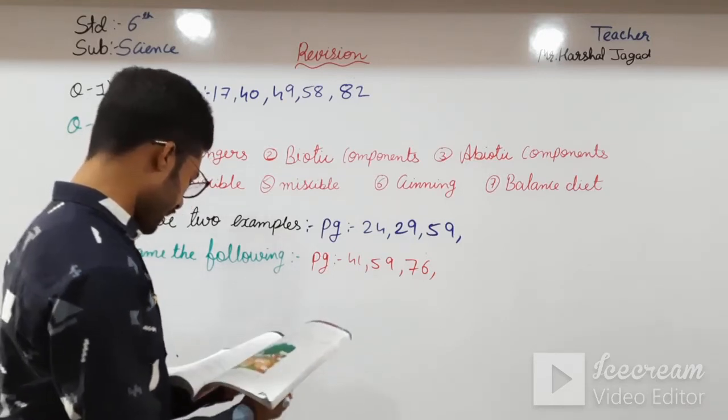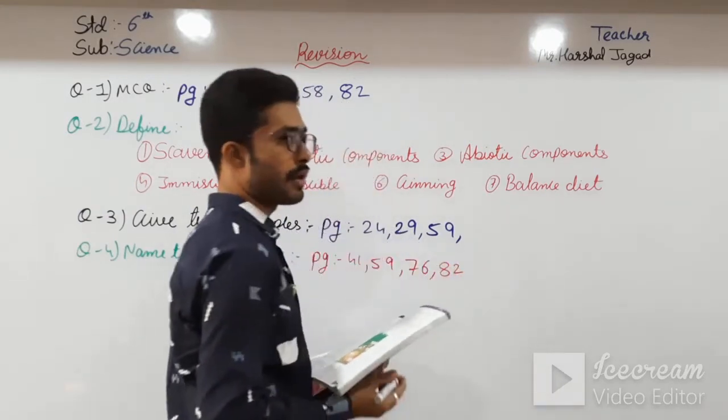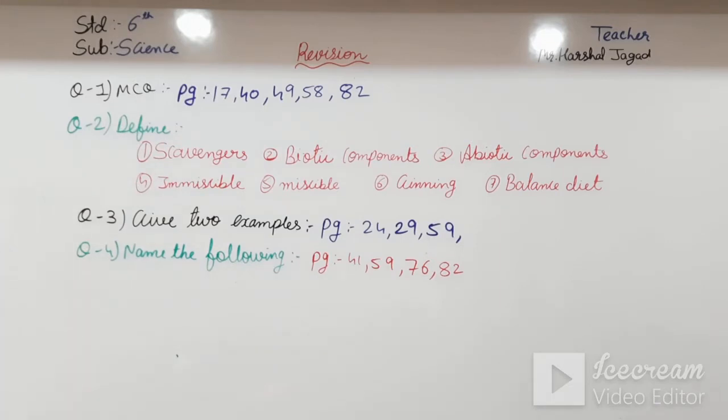See here, from page number 82, give one word. From that also I can ask. Okay, so these are the page numbers of the name the following. That is question number 5.